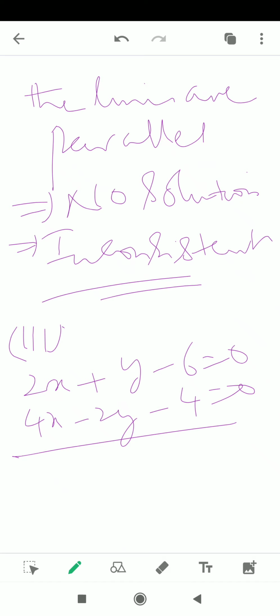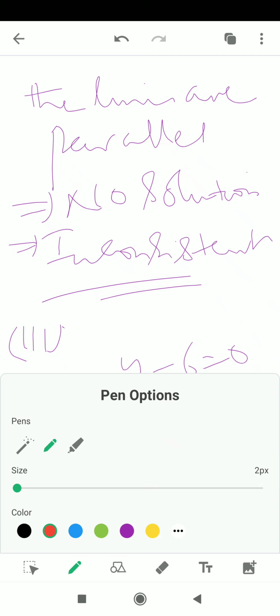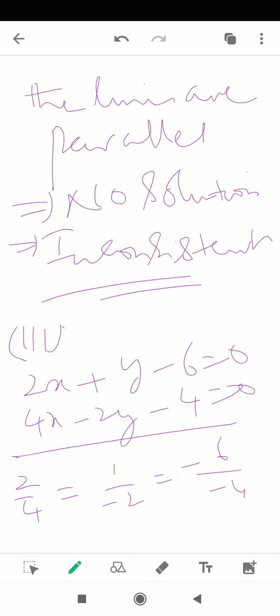We will compare the coefficients. If I compare coefficients, what I am going to get is 2 by 4, 1 by minus 2, minus 6 by minus 4. So 2 by 4 is how much? 1 by 2 only, but 1 by minus 2 is minus 1 by 2. This is again 3 by 2. So what does this imply? It implies that it is 1 by 2, minus 1 by 2 and 3 by 2. So these are not equal.